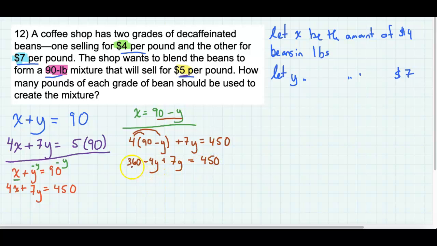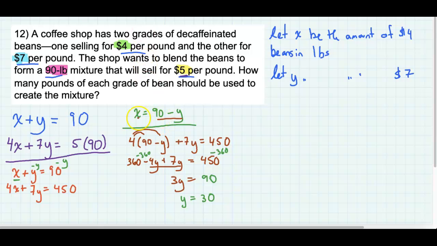All right, let me subtract 360, and then I'm going to combine those terms. So it's going to be 3y. I'm subtracting 360 from both sides, and we're going to have only 90 left. So 3y equals 90. And then when I divide both sides by 3, I'm going to get 30 pounds for y.